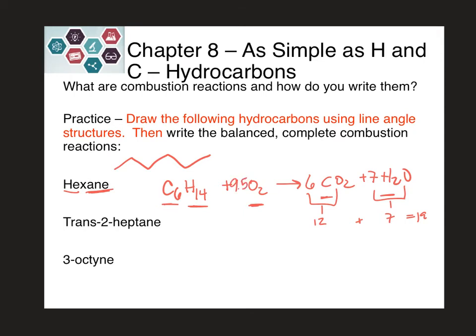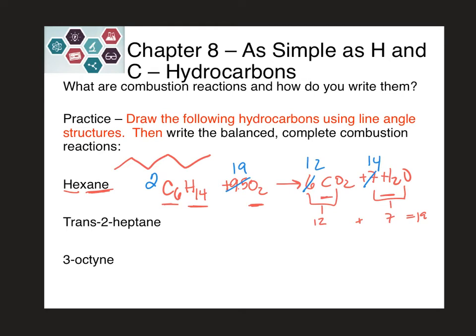Now remember, if you come up with a half like this, you need to go back through and multiply everything by 2. So we're going to have 2 hydrocarbons, 19 oxygens, 12 CO2s, and 14 waters. So there would be your balanced complete combustion reaction.